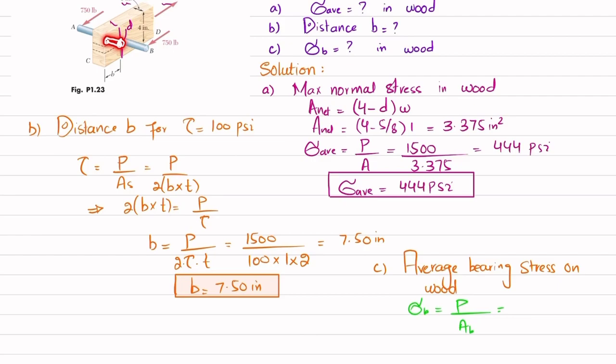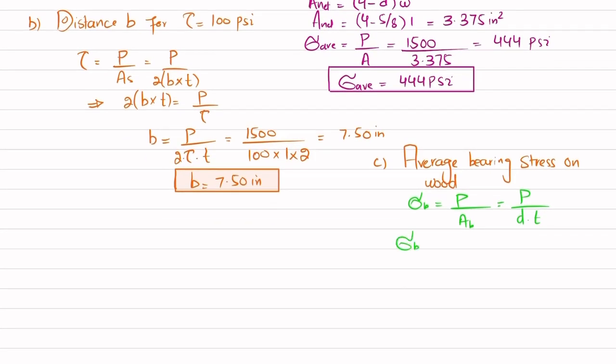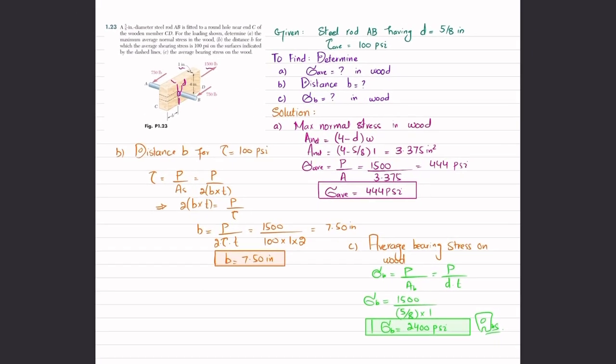Diameter into thickness T. This is diameter and this is thickness T. So we will write P divided by diameter into thickness T. So you can just put the values. Bearing stress is equal to load, which is again 1500, diameter is 5 by 8 inch and thickness is 1 inch. When you calculate it, you will get bearing stress, which comes out to be 2400 psi. And this is the answer of our third part. And that was all about this problem 1-23.